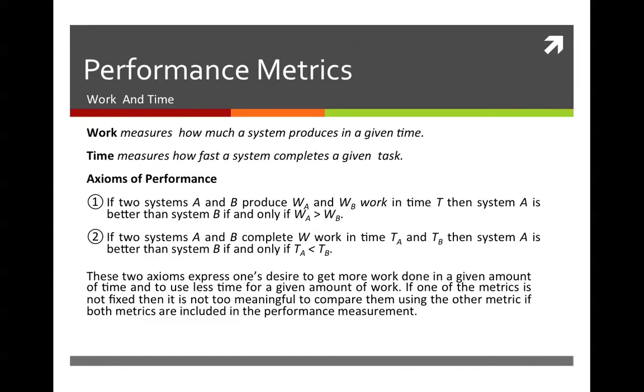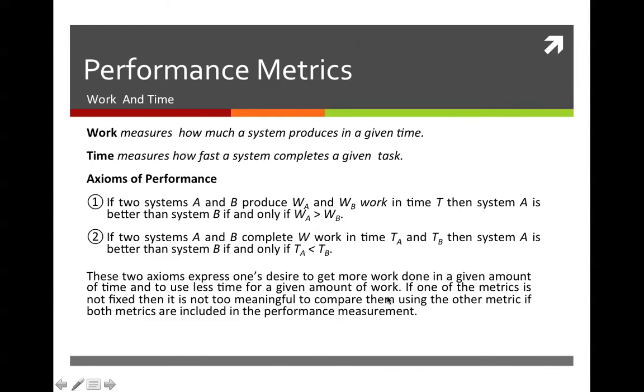Now, if two systems, A and B, complete W work in time TA and TB, respectively, then we say system A is better than system B if and only if TA is less than TB. So this time we're talking about A and B being compared in time terms, and the time that A takes to compute the same W work is less than TB for it to be better than B. So, like I said, these two axioms express our desire to get more work done in a given amount of time, and to use less time for a given amount of work.